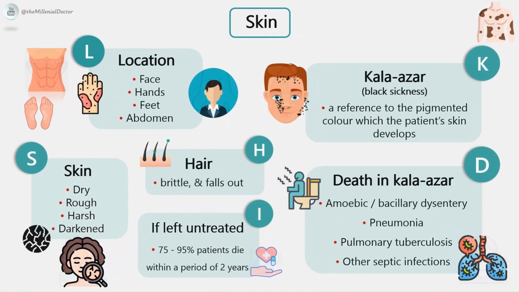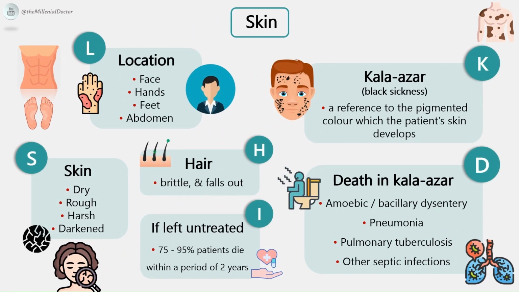Then the skin changes. These are common and often seen on the face, hands, feet and abdomen. The local Indian name of Kala Azar, which means black sickness, is a reference to the pigmented, darkened color which the patient's skin develops. The nature of the skin becomes dry, rough and harsh and is often pigmented or darkened. The hair tends to be brittle and falls out.